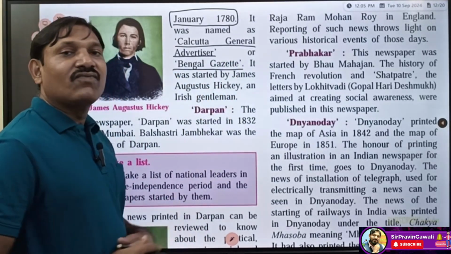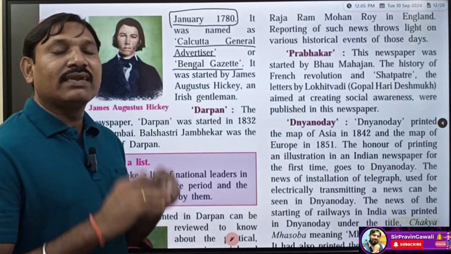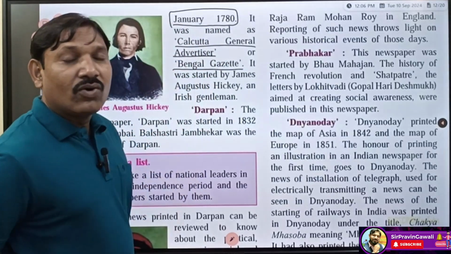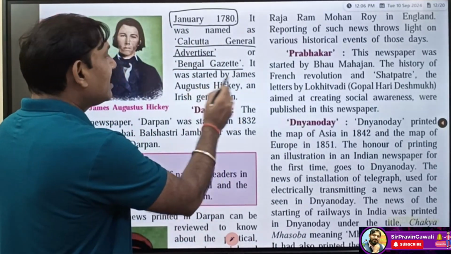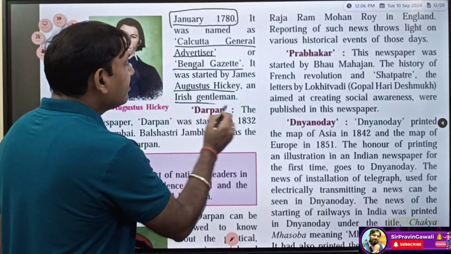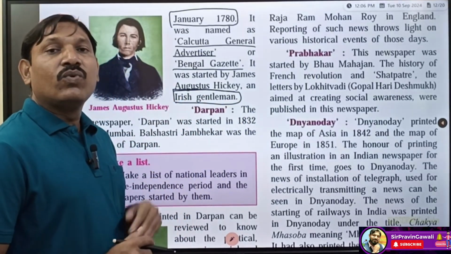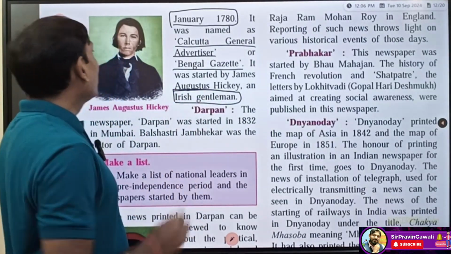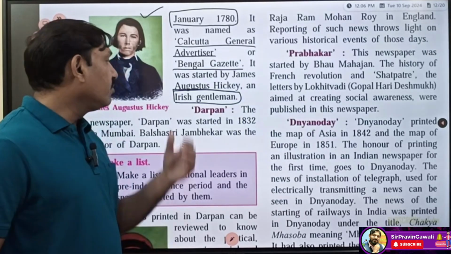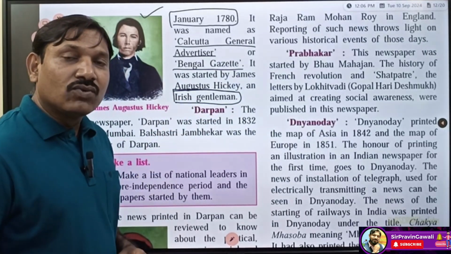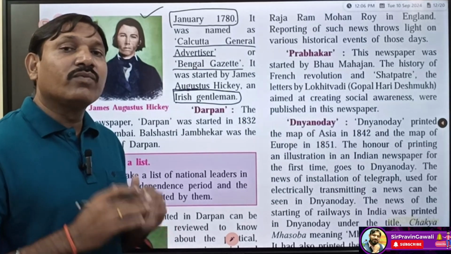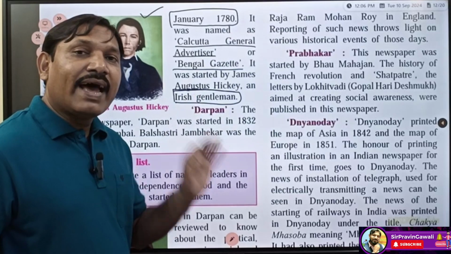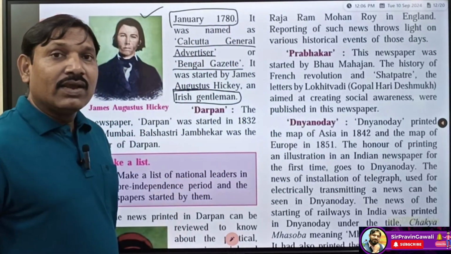Okay, students. So the Bengal Gazette was the first English newspaper that was printed in India on 29th January 1780. Okay, 1780. It was started by James Augustus Hickey, an Irish gentleman. So don't forget the name of who started this paper, the Bengal Gazette, that is Augustus Hickey. He is one of the Irish gentlemen. Okay, students, have you understood? So this is the first and foremost newspaper that was printed in English in India on 29th January 1780. Okay, students, don't forget it.